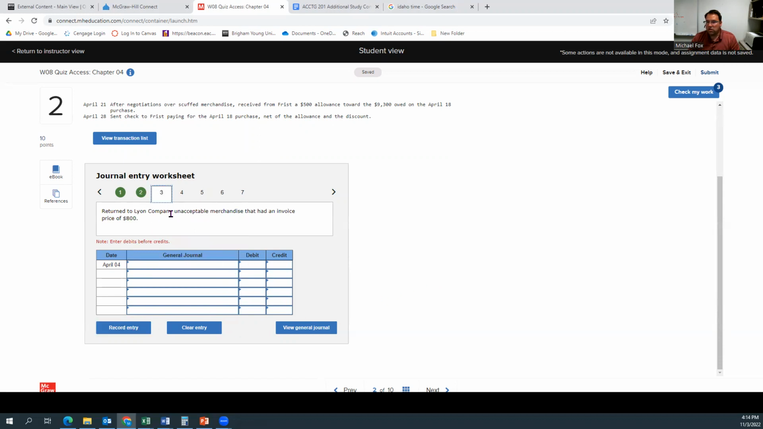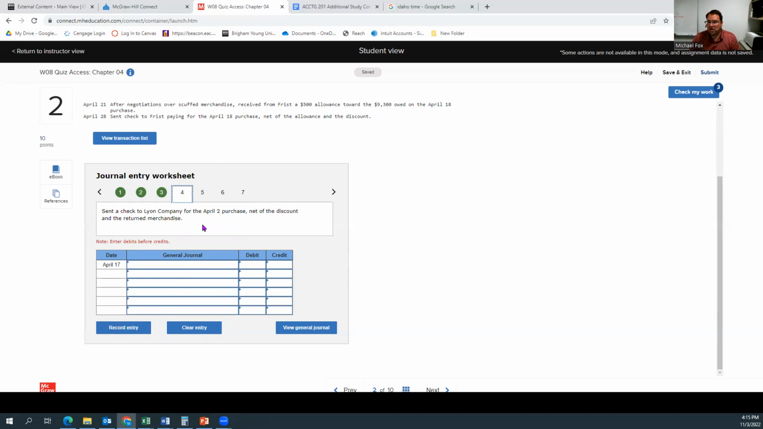Number 3, we return to Lion Company unacceptable merchandise that had an invoice price of $800. So we're sending it back to them. So that means that our accounts payable is going to go down, right? They're going to give us our money back. But since we haven't paid them, they're just going to reduce the amount of our account payable. And then we're going to reduce the amount of our merchandise inventory. Why? Because we don't have it in inventory anymore. We sent it back. We'll record our entry.